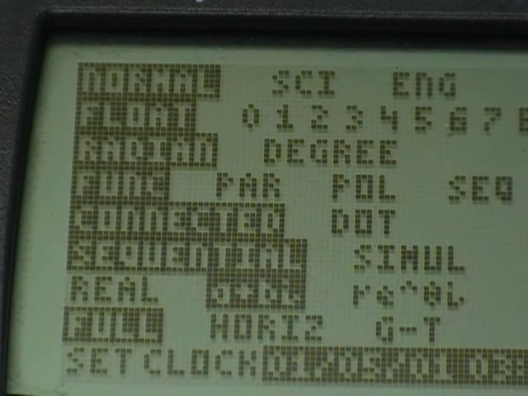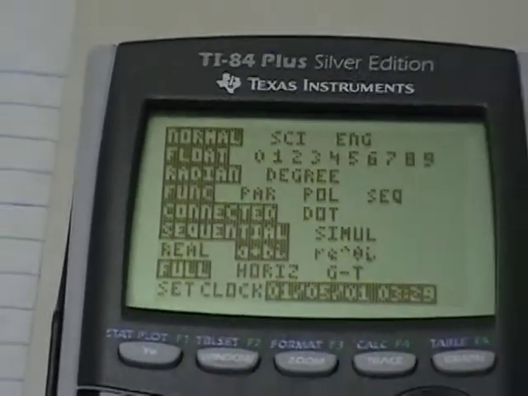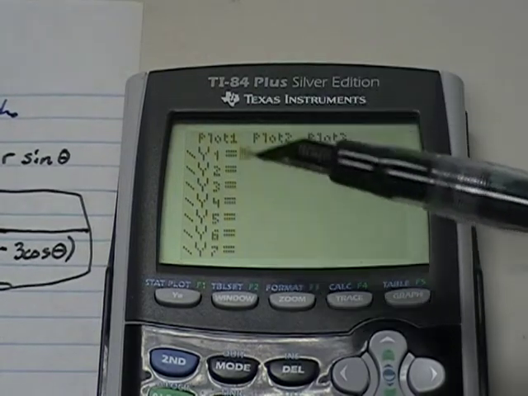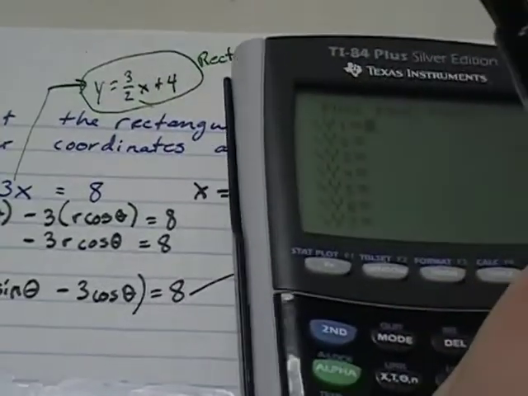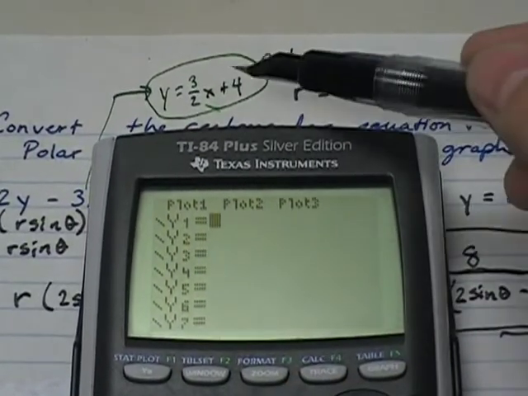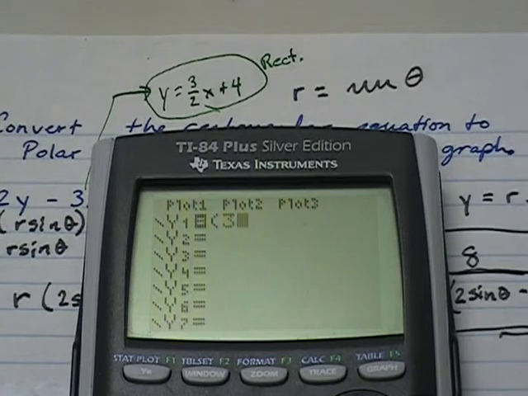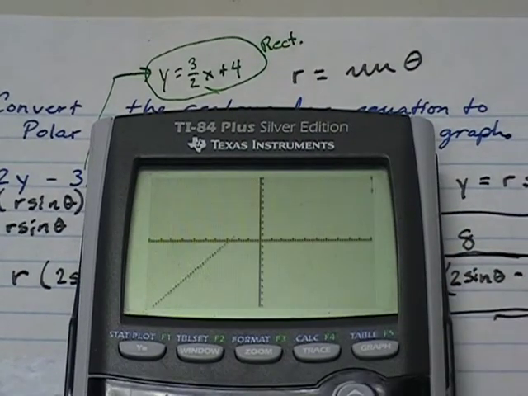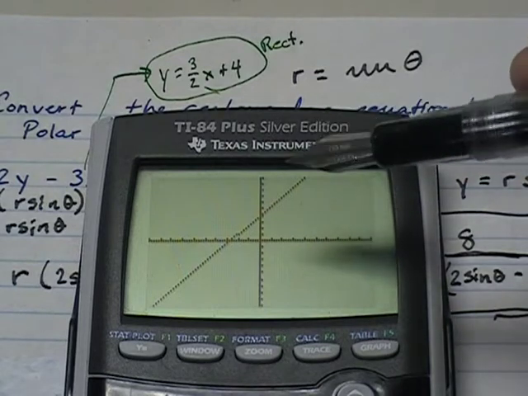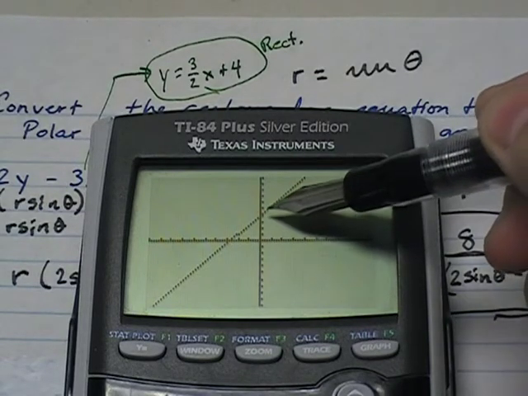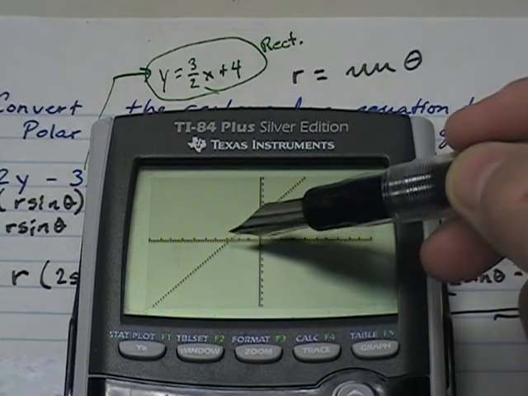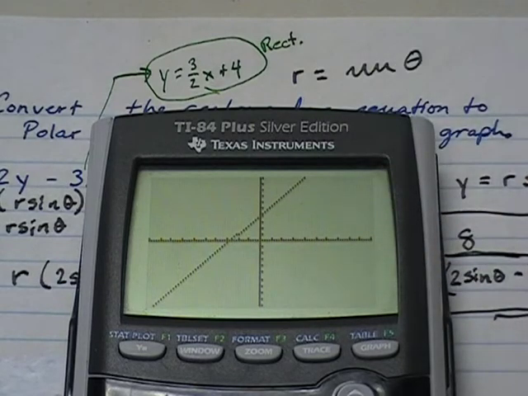Okay. So if you have it in function mode, which I do, and you hit your handy Y equals key, here's what you see. Y1, Y2, Y3, Y4. So I'm going to type that equation, 3 over 2x plus 4. There's that equation typed on this calculator. And I'm going to hit graph. And I see a straight line. And specifically, I want you to pay attention to the fact that this line goes through 4 on the y-axis, and it pretty much, not quite, but I think it goes through really close to -3 on the x-axis.